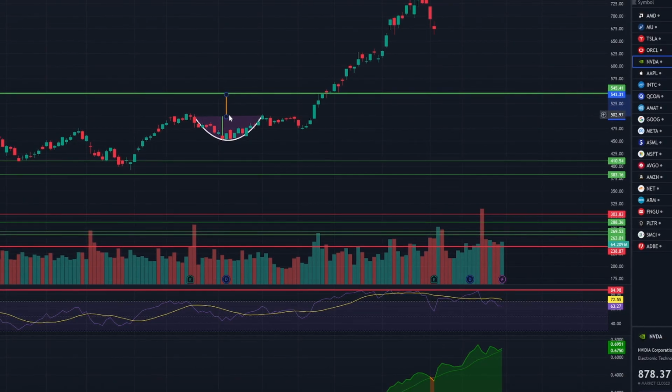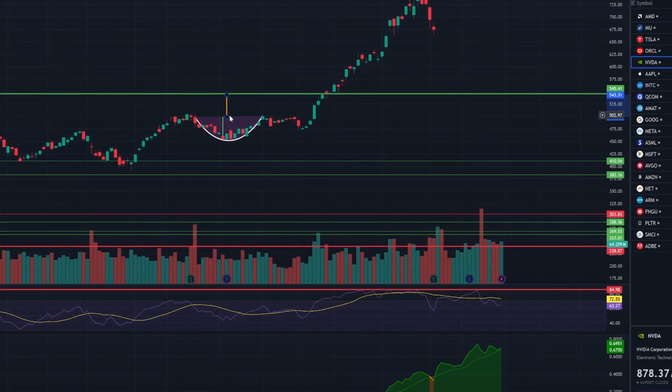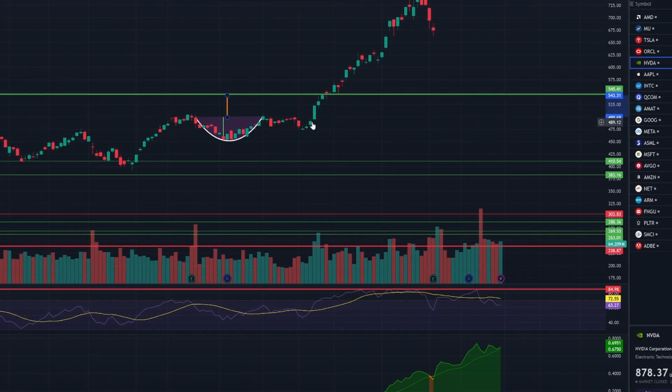And then after the cup is formed, there should be a dip in the price and then a pickup in the price, and that's where the handle forms. Now in this case, this I would consider to be the handle, and then since then the price started going up, it met our price target.